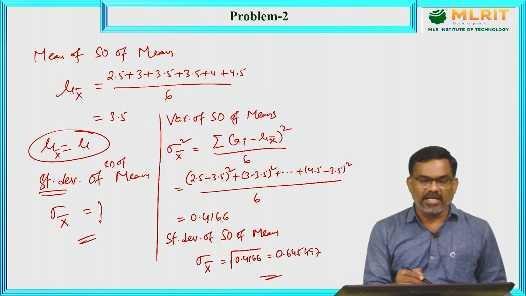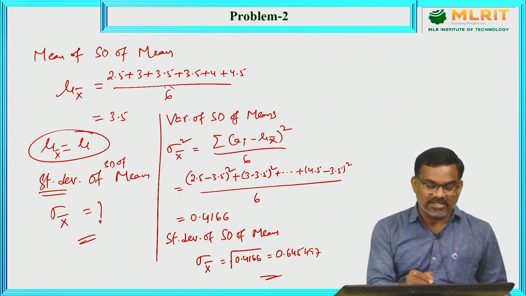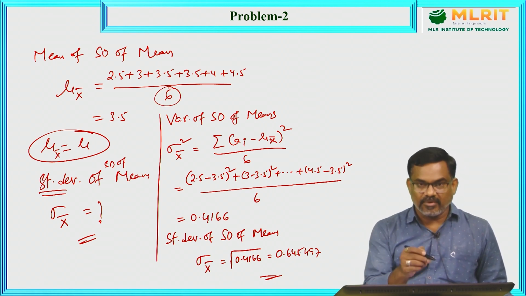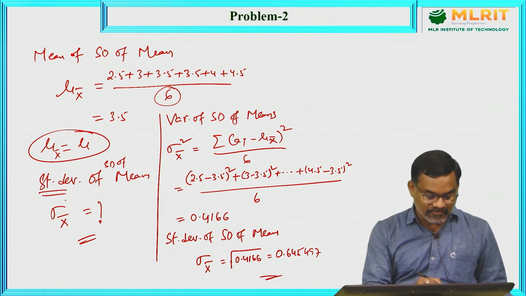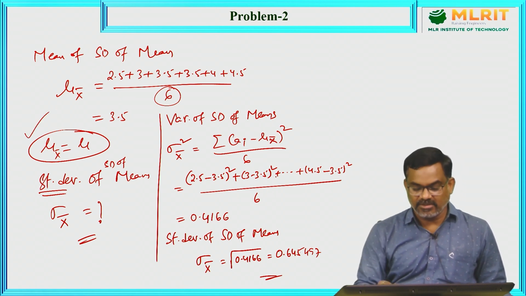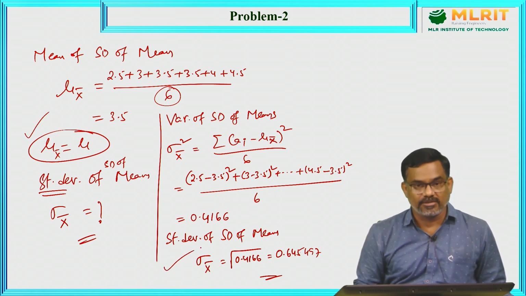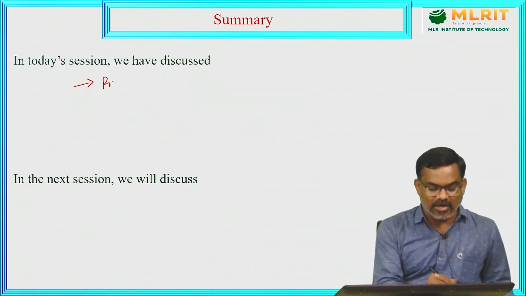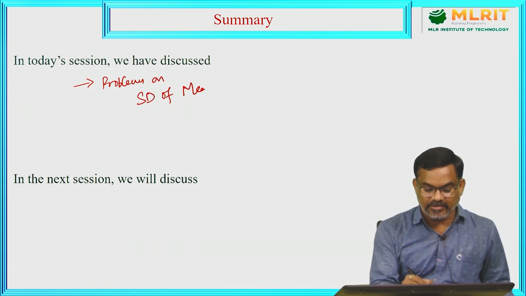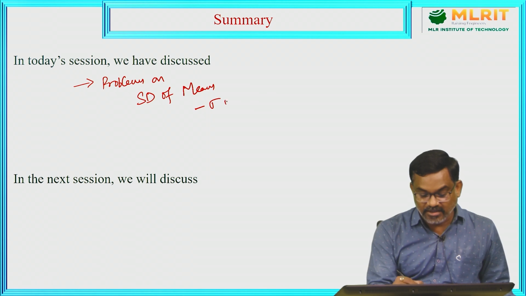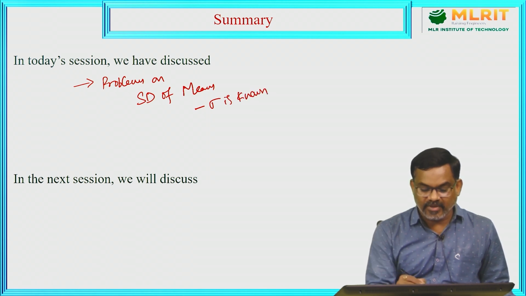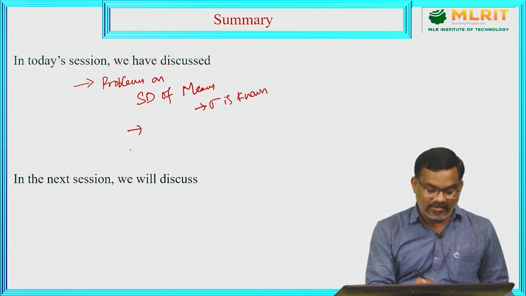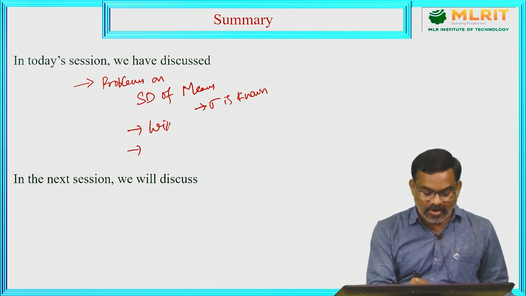As we are not replacing the element, only 6 samples are possible, and we form the sampling distribution of means, then find the mean of the sampling distribution of means and the standard deviation of the sampling distribution of means. Now, in today's session, we have solved problems on the sampling distribution of means when sigma is known. In that, we have solved 2 problems, one with replacement and one without replacement.